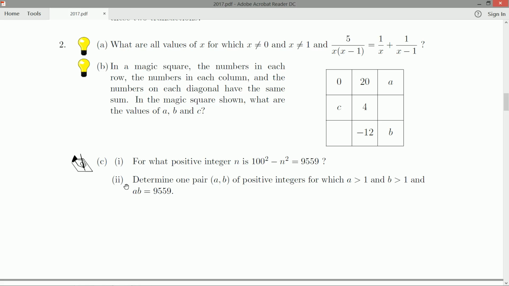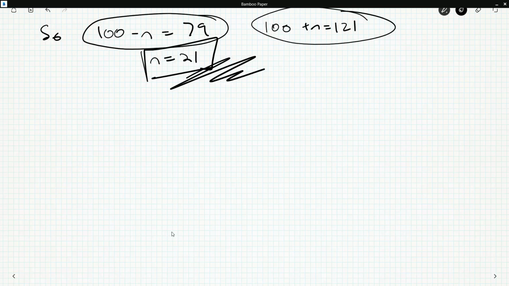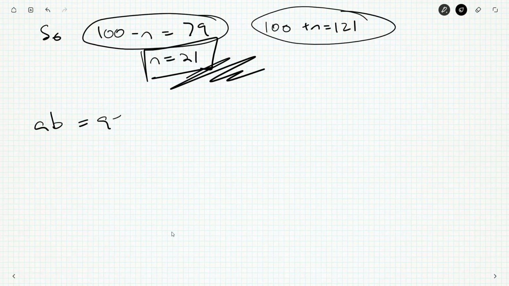Now let's do C2, which really should just be question D. Determine one pair A, B of positive integers for which A is greater than 1 and B is greater than 1, and AB is 9,559. That seems kind of silly. I mean, I guess it's question 2, so they still have the kid gloves on, but sure. One pair of positive integers A, B. Heck, I'll list them all out for you because I just did that a second ago.